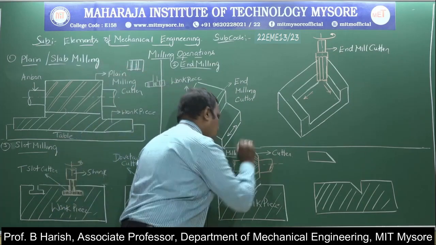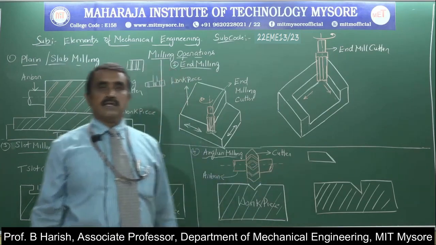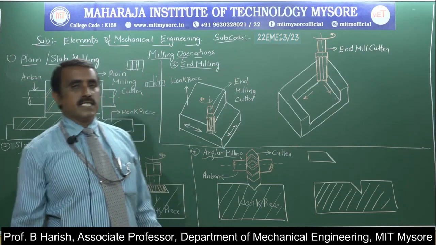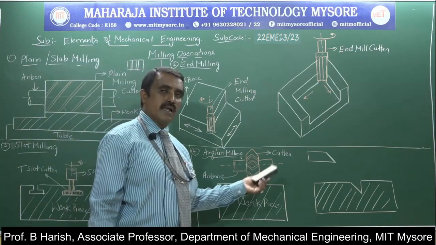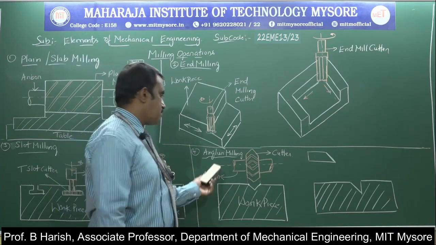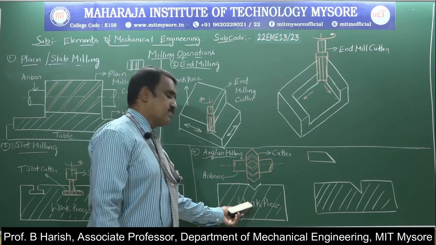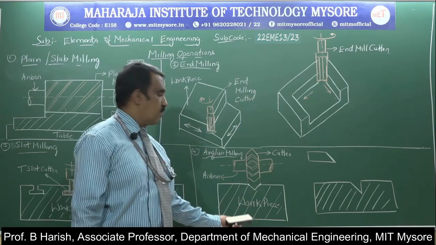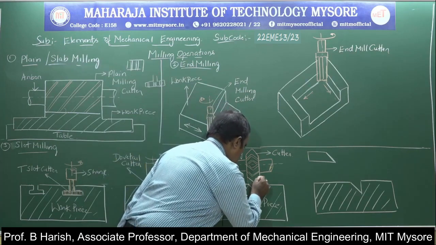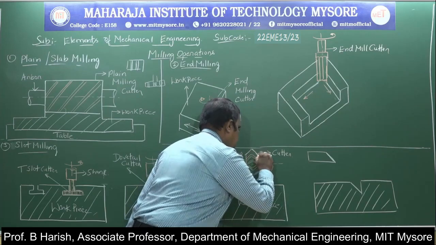Here, if you observe the figure, the cutter is in the horizontal direction, which indicates that it is performed on a horizontal milling machine. The cutter is fixed here on the arbor. The workpiece is fixed as usual on the table, and the workpiece is moved. This is the shape of the V notch, and the cutter will be of the same shape.